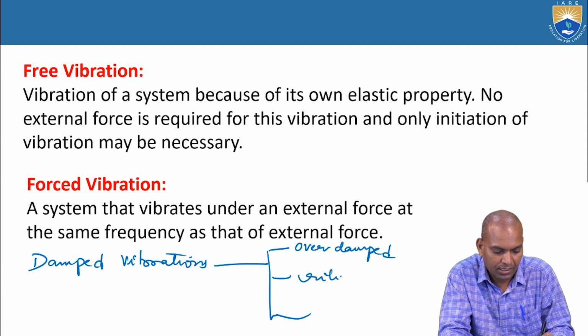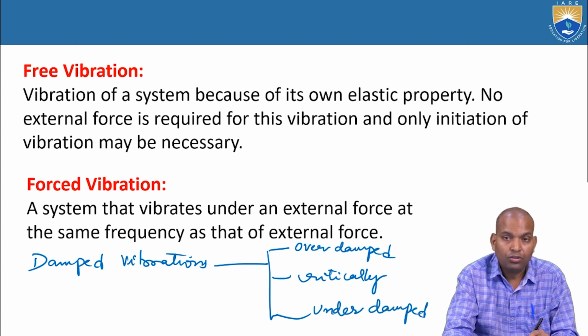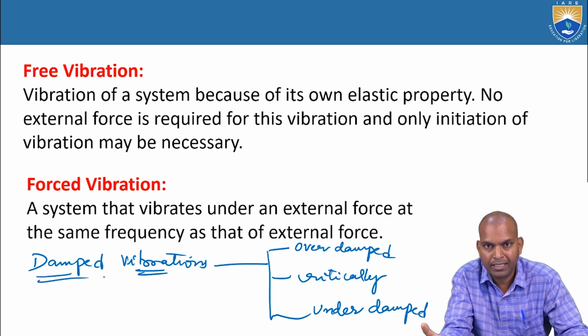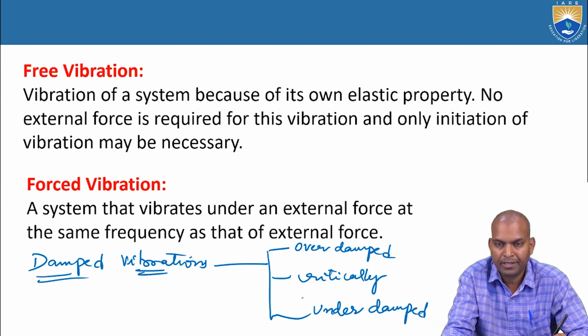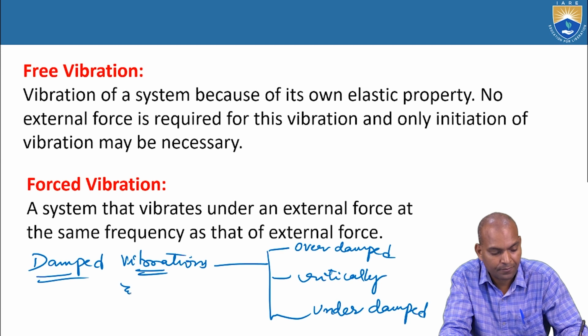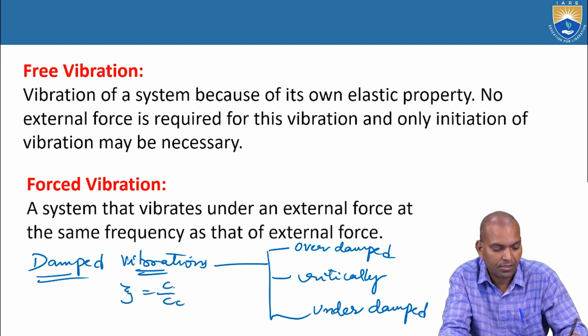Another one is critically damped vibration. The third one is underdamped vibration. These damped vibrations are quantified with respect to overdamped, critically damped and underdamped categories, which are based on the damping factor. The damping factor is zeta, known as C by Cc.